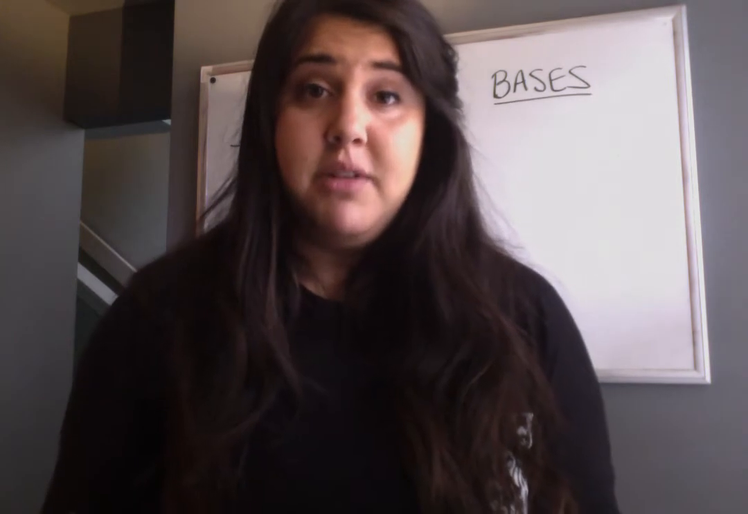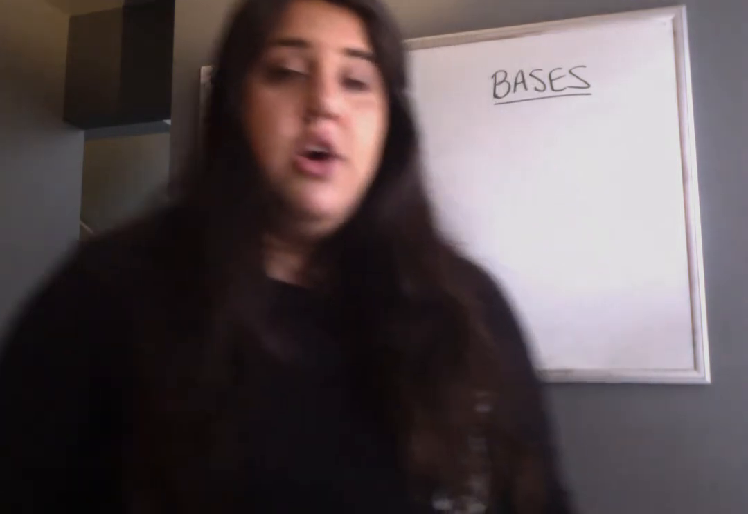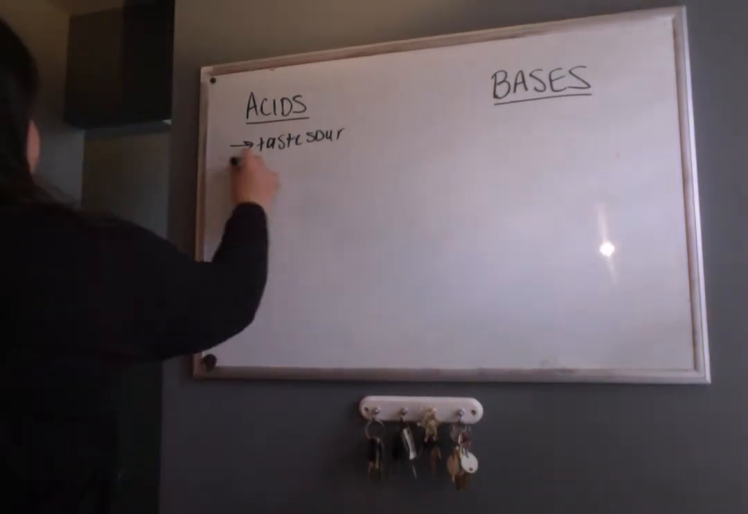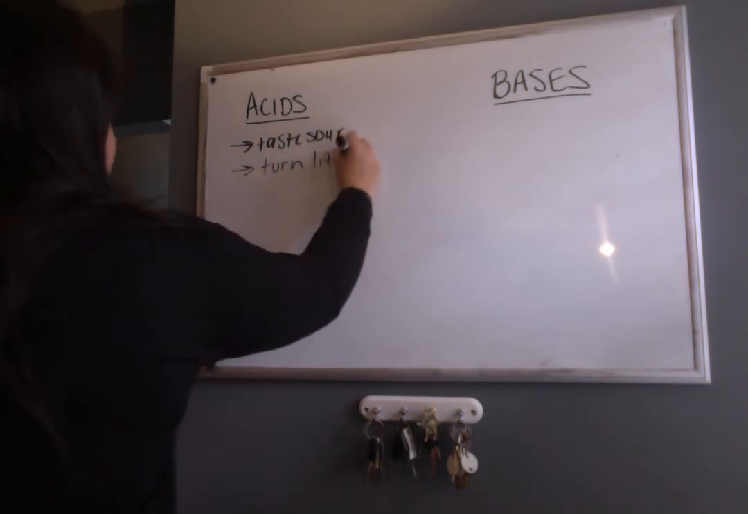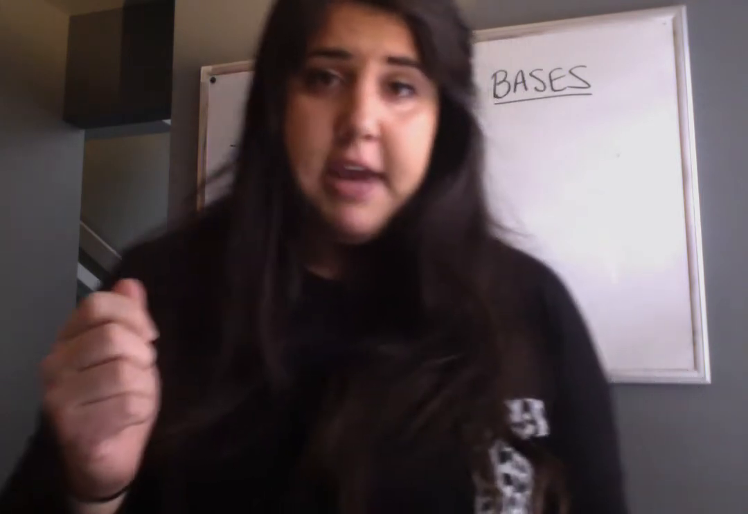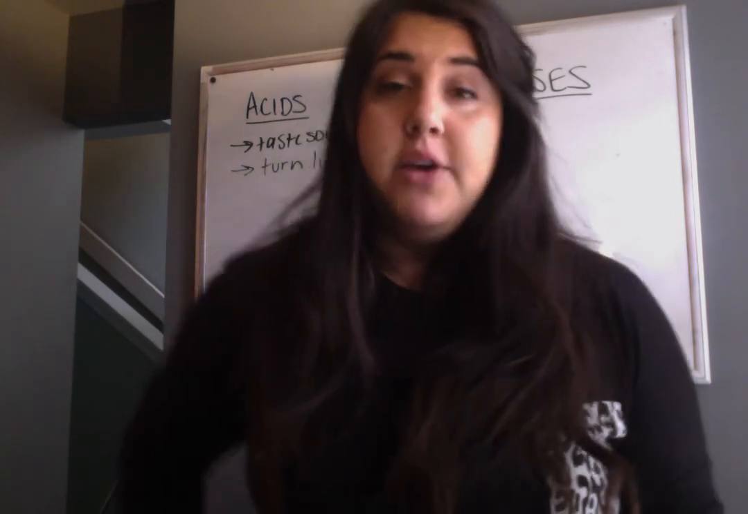We can also think in a more gross way. If you've ever thrown up in your mouth, you know that is a nasty sour taste, and that is because of your stomach acid. When we think of acids in terms of chemistry and in the lab, we think that they turn litmus red. Now, litmus paper is this special indicator paper that tells us whether a substance, usually a liquid, is an acid or a base. When we dip this litmus paper into acids, you guessed it, it turns red.